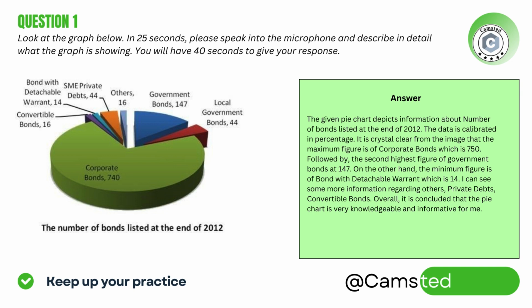On the other hand, the minimum figure is of bond with detachable warrant, which is 14. I can see some more information regarding others, private debts, convertible bonds. Overall, it is concluded that the pie chart is very knowledgeable and informative for me.